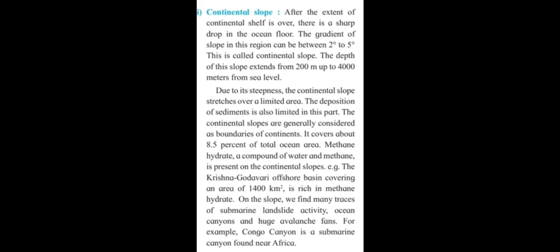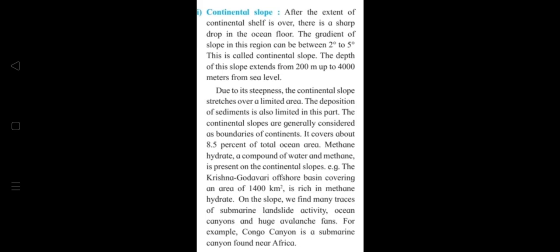Now coming to continental slope. When I spoke to you all about the continental slope, what did I tell you? It is a sharp drop in the ocean floor, and after the extent of the continental shelf, the continental slope comes. It is a region with a gradient between 2 to 5 degrees. The depth is how much? From 200 meters to 4,000 meters. It covers how much percent of total ocean area? 8.5% of total ocean area.